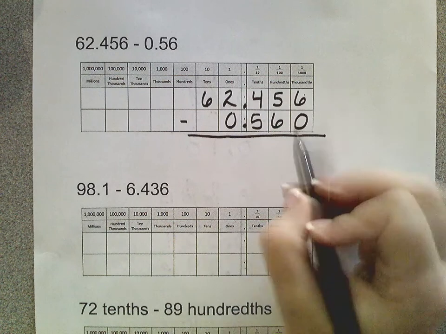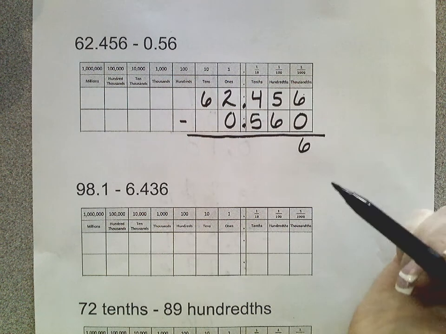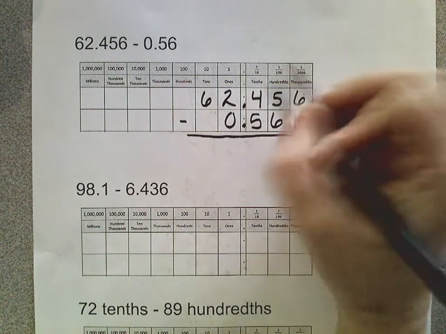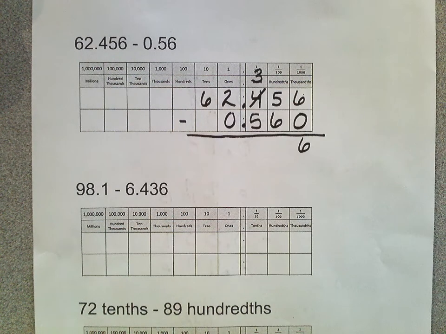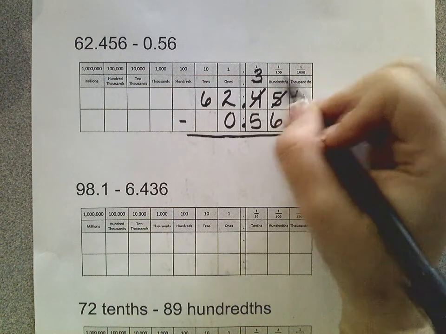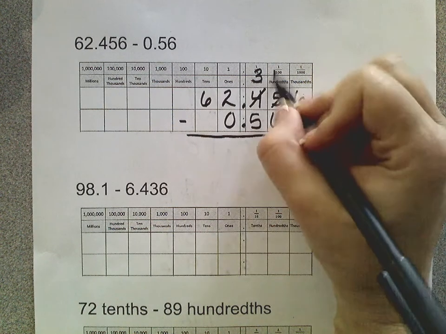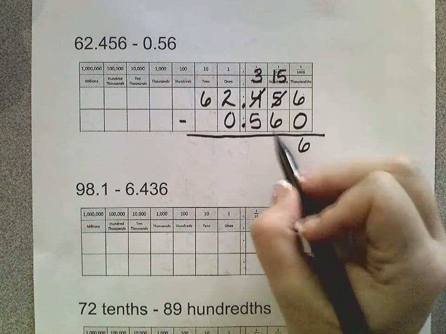6 minus 0 is 6. 5 minus 6, I cannot do that, so I'm going to need to do some regrouping. Come over, take a tenth away, add on 10 hundredths to the 5 hundredths I already have. That becomes a 15. Now we can go ahead and subtract. 15 minus 6 is 9.